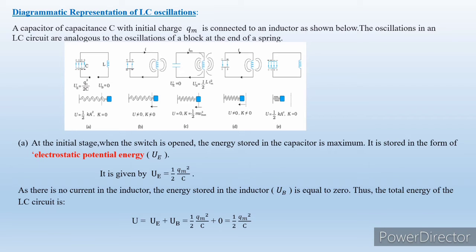At the mean position, the extreme position, and any intermediate position, the total energy remains constant, but the form of energy may be either fully potential, fully kinetic, or partially kinetic and partially potential.